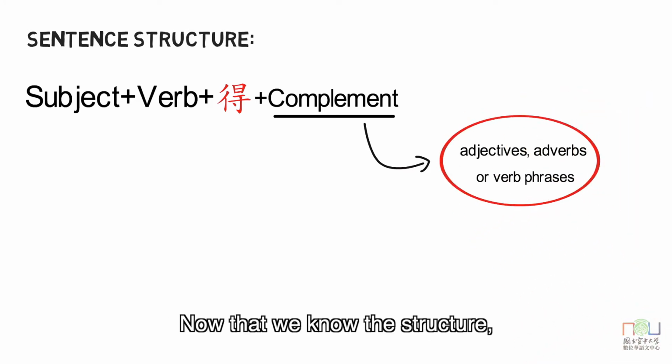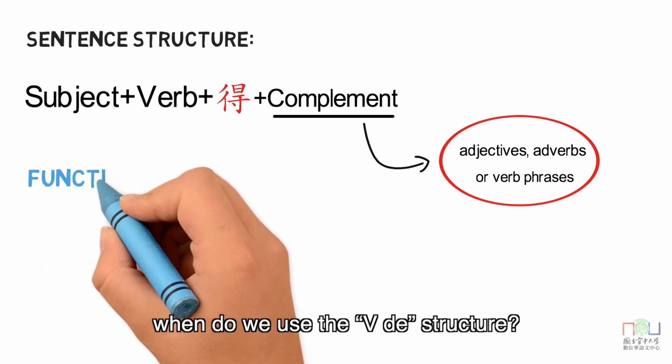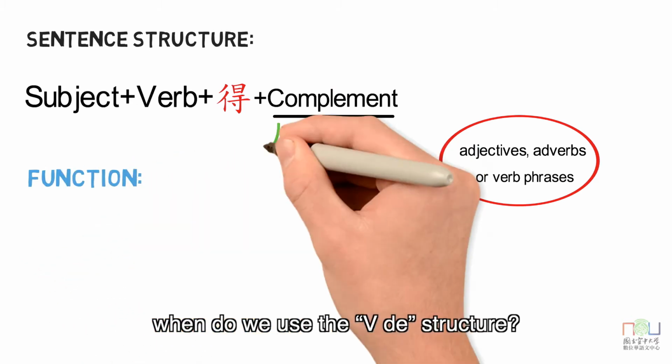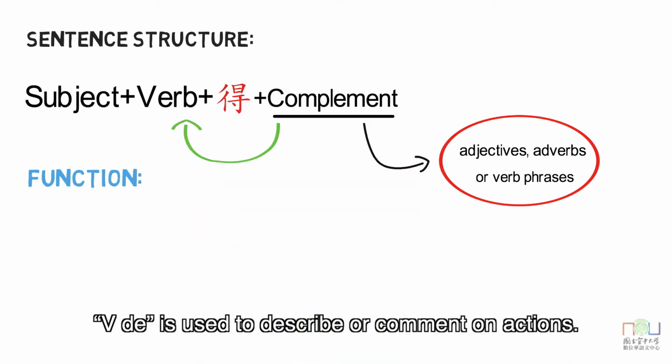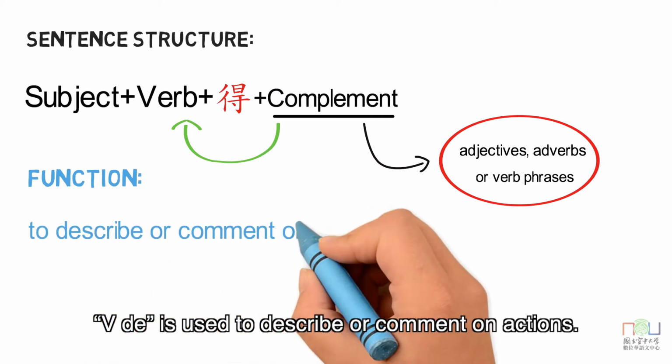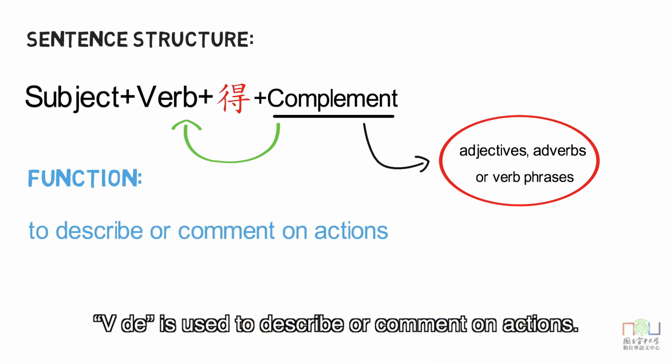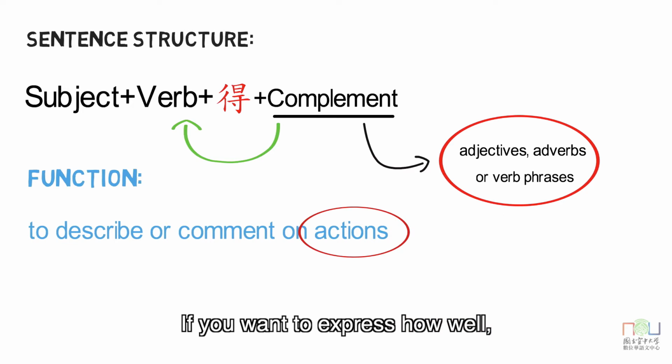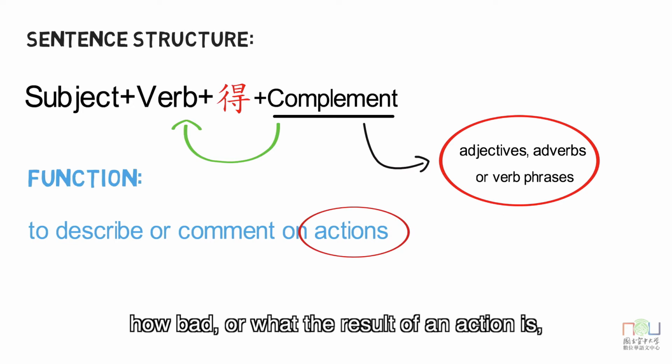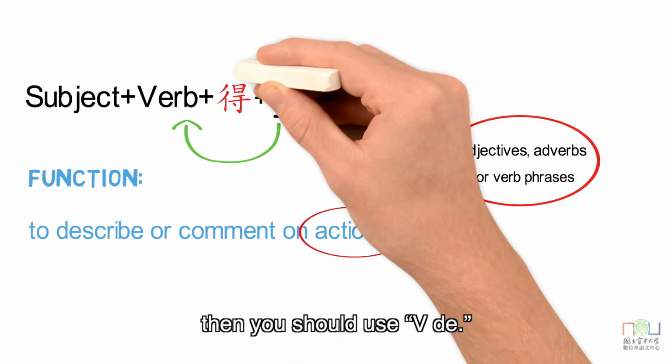Now that we know the structure, when do we use the 得 structure? The 得 is used to describe or comment on actions. If you want to express how well, how bad, or what the result of an action is, then you should use the 得.